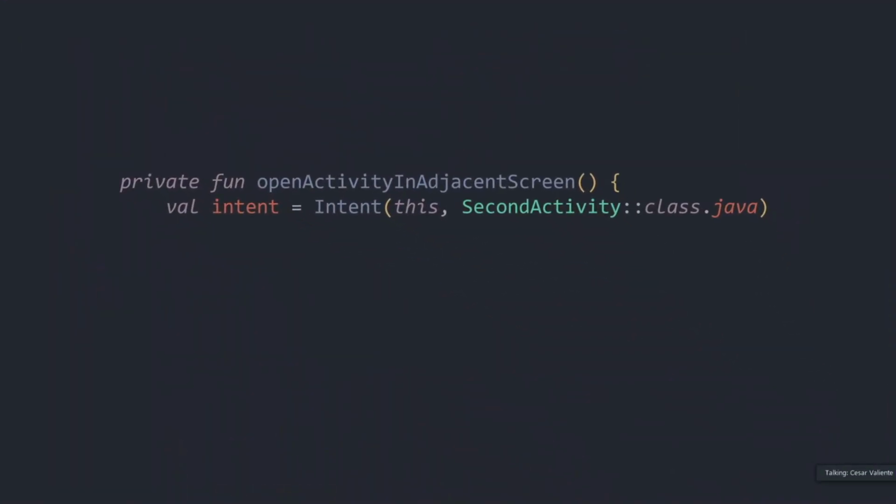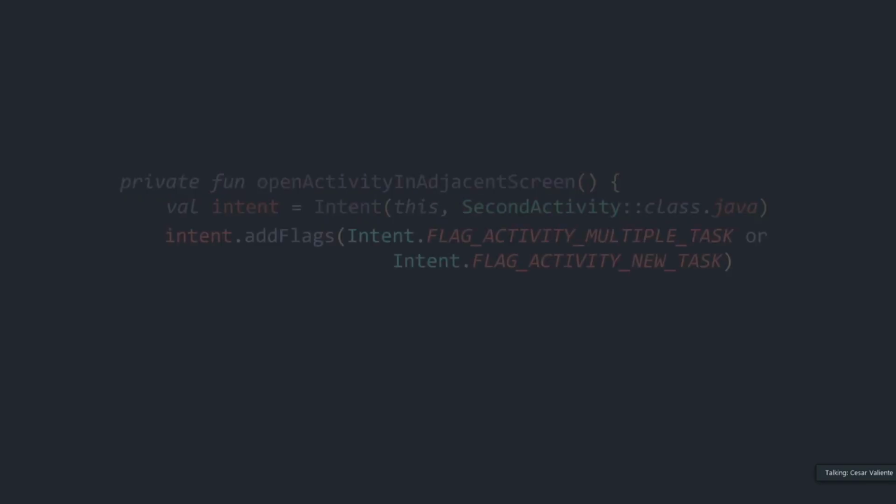How can we implement that? Pretty simple. We just have to create an intent, as you are used to, with the context and then the activity that we want to launch. And then here is the key, the flags that we have to use. The first thing will be FLAG_ACTIVITY_MULTIPLE_TASK or FLAG_ACTIVITY_NEW_TASK. As you can guess, what those flags provide us is to create a new instance of our activity.